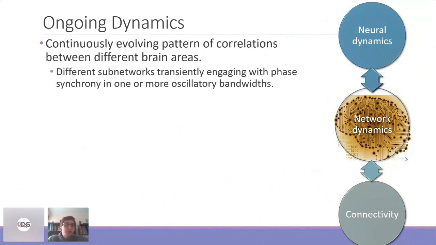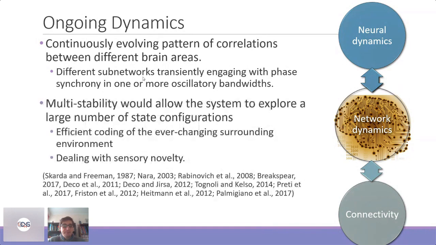And I'm going to focus on this continuously evolving pattern of correlation between different brain areas. The correlations that you measure, if you look at them in a sliding window approach, which is the simplest way of looking at it, are changing. So you see different subnetworks that engage in correlation, if you're talking about fMRI, or in phase synchrony if you're talking about EEG. Now, this multistability or metastability depends, again, on how you look at it. I'm not going to put much effort into explaining that.